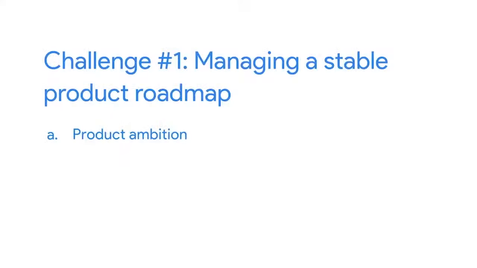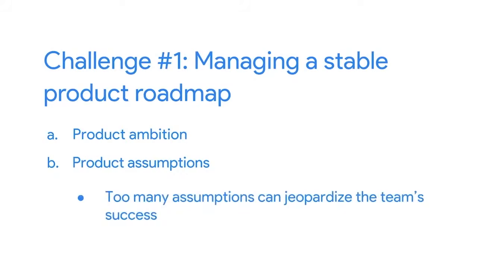The second thing that can cause an unstable product roadmap is making too many product assumptions. When there's uncertainty in a project, you may be required to make some assumptions to move things forward. But making too many assumptions can jeopardize the team's success. Let's go back to our Virtual Verde example. Sending plants to customers' homes is a complex process.